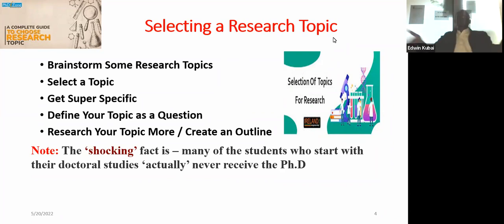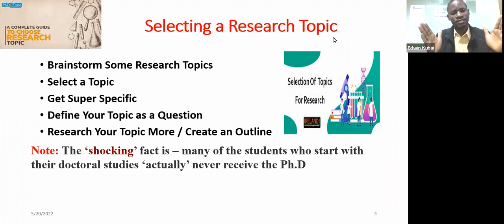Once you have a wide topic, make sure you also get super specific. Narrow down to specific factors so that you know in this topic what factors you'll be looking at. Then you need to define the topic as a question, so that when you're writing your synopsis, you are trying to answer the question in your topic. And when somebody is looking at your abstract, from the abstract to the introduction, that question of the topic is being answered. You don't move outside that topic. That's what is very, very important here.